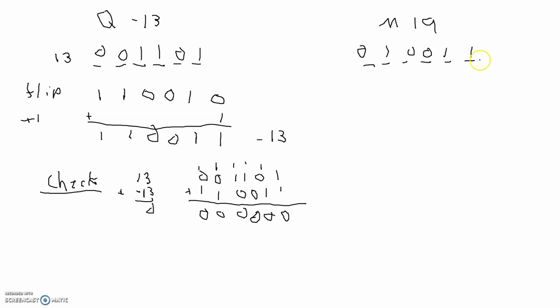Okay, so 2 to the 0 is 1. 2 to the 1 is 2. 1 plus 2 is 3. 2 to the 2, 2 to the 3, 2 to the 4. 2 to the 4 is 16. So 16 plus 2 plus 1 is 19.